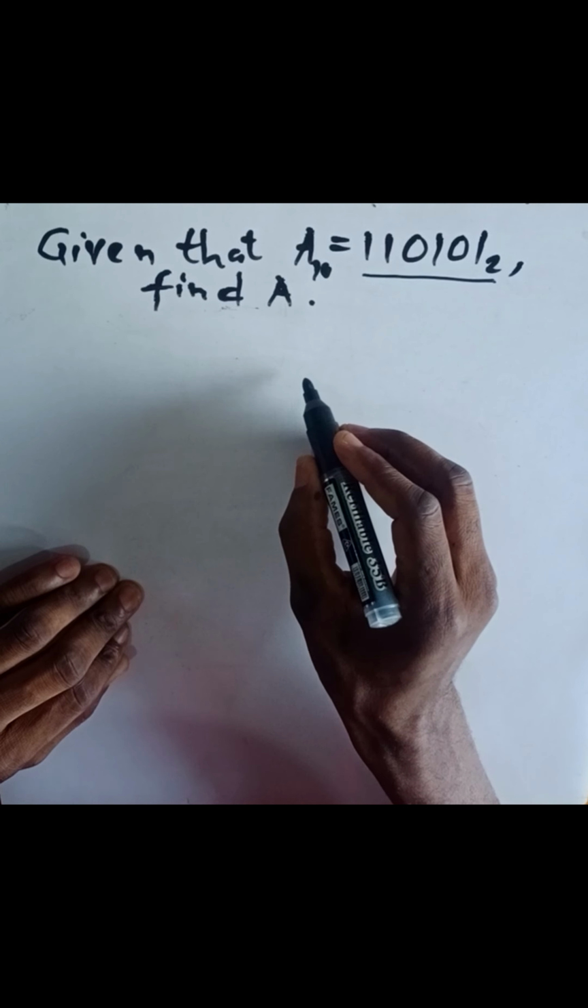So it means that our a in base 10 will be equal to 53 base 10, which means our a is equal to 53. Exactly.